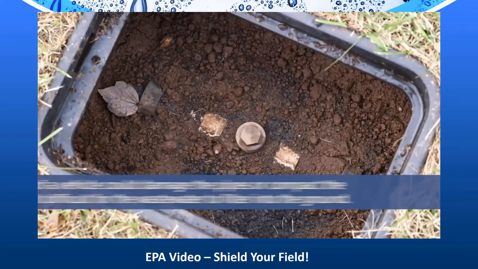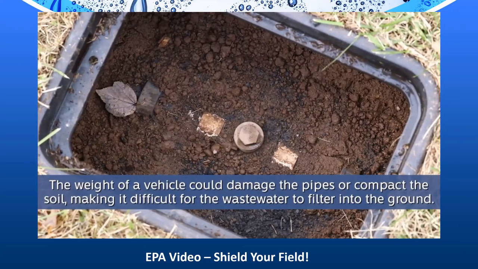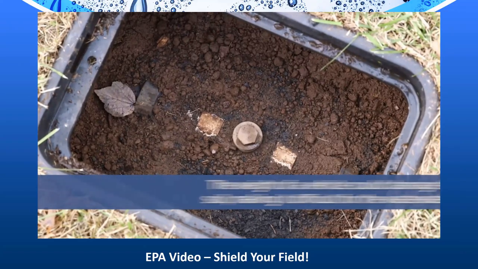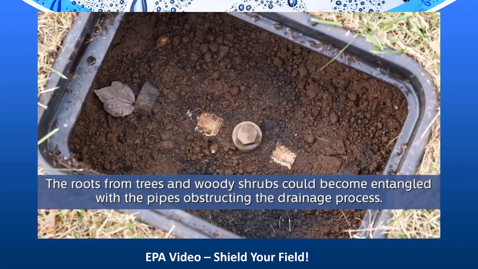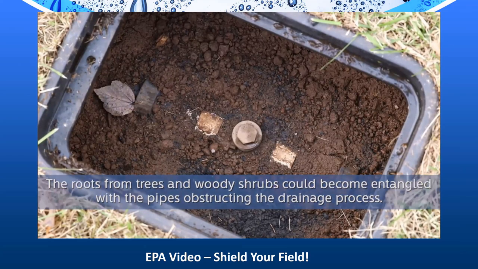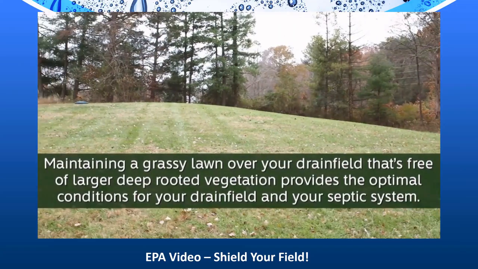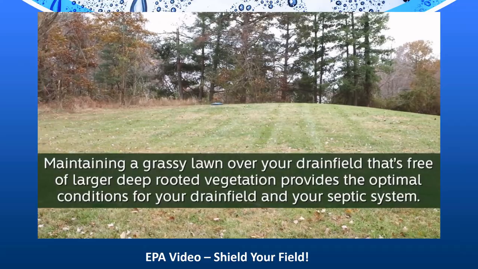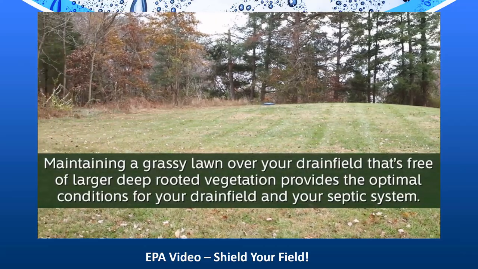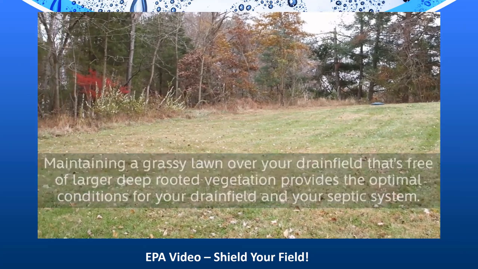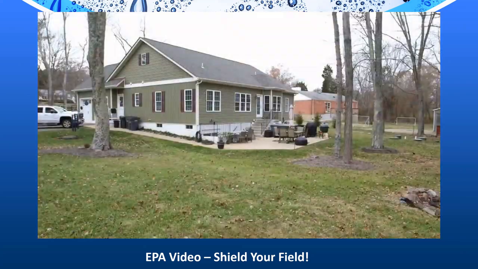Therefore, the weight of a vehicle could damage the pipes or compact the soil, making it difficult for the wastewater to filter into the ground. Likewise, the roots from trees and woody shrubs could become entangled with the pipes, obstructing the drainage process. Maintaining a grassy lawn over your drain field that's free of larger, deep-rooted vegetation provides the optimal conditions for your drain field and for your septic system as a whole. So do your part to be septic smart. Shielding your field can save you money and protect you and your family's health.